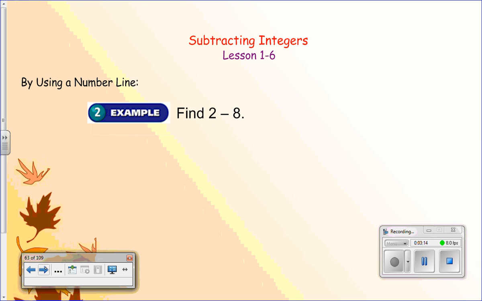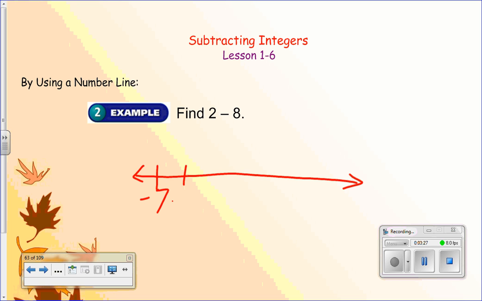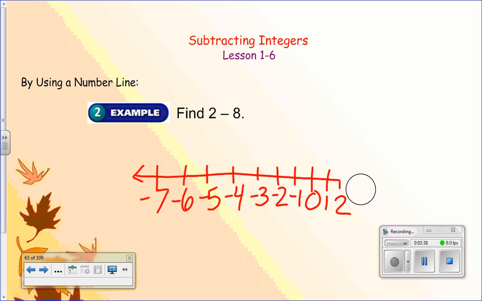Next, we're going to look at a number line. And it works the same way. Find 2 minus 8. Well, your first job here is to draw a number line. If we're going to use a number line, guess what? You need a number line. And I'm going to start it with -7, and I'm just going to keep going. And make it a little bit longer. There we go. Now, just like when we were doing these before in earlier lessons, you first find the number given. So here they give us 2.